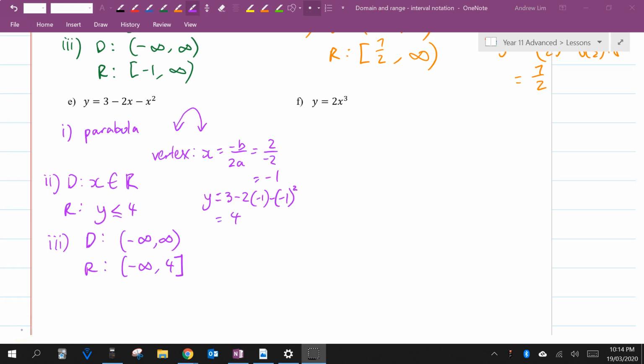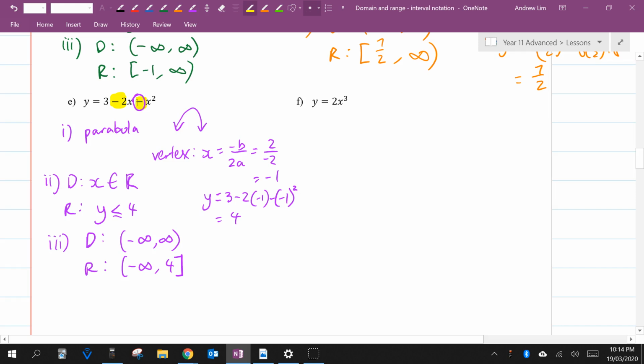It's a parabola, and it's concave down because it's negative x squared. So here we use the vertex x is equal to minus b over 2a. Be careful with this, because minus b is this one. So b is minus 2, so negative b is positive 2. And a is actually the coefficient of x squared. Okay, so it's not that 3.